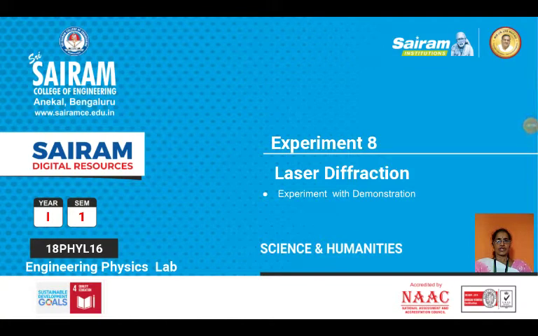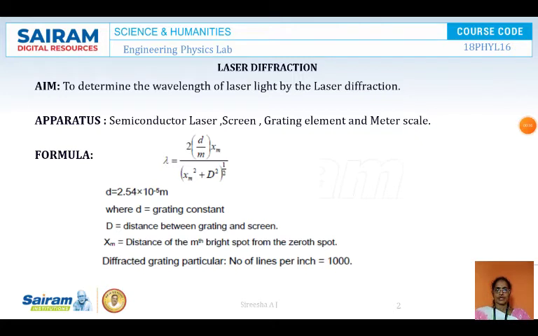Now, in this session, we are going to see experiment number 8, laser diffraction, experiment and demonstration. The name of the experiment is laser diffraction, and the aim of the experiment is to determine the wavelength of a laser light by laser diffraction. What are the apparatus required? A semiconductor laser, a screen, a grating element and a meter scale.